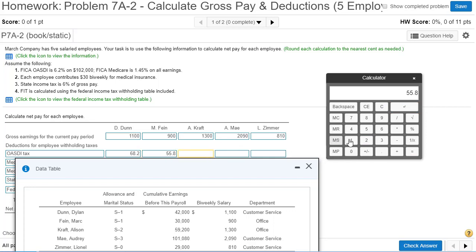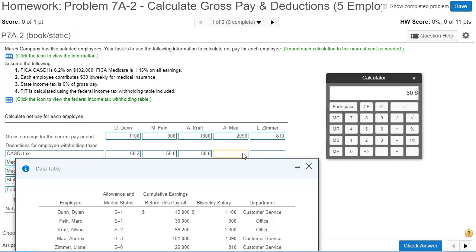Kraft, we're going to take 1,300. The alternate way to do the percentage is you just take it times 6.2, hit equals, and then divide by 100. That gives us the wrong answer, so let me go back to Kraft. Kraft is 1,300. Let me clear this. 1,300 times 6.2 equals, divide that by 100, gives us $80.60.